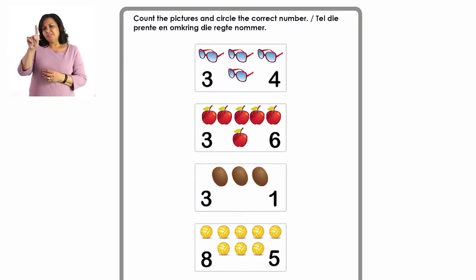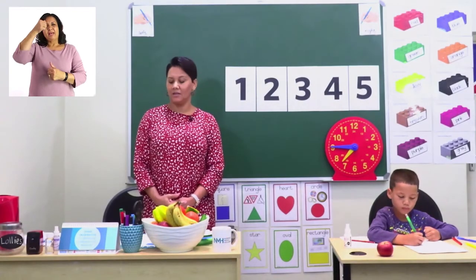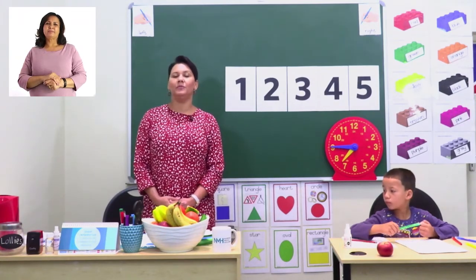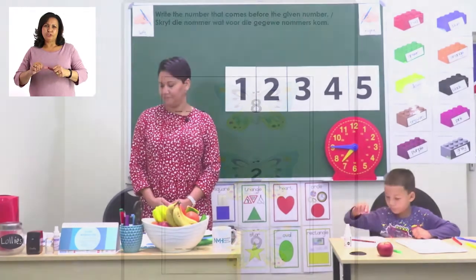I'm going to leave you now to finish the apples, the kiwis and the balls on your own. Remember to count and circle the correct number. Now you may move over to page 30.